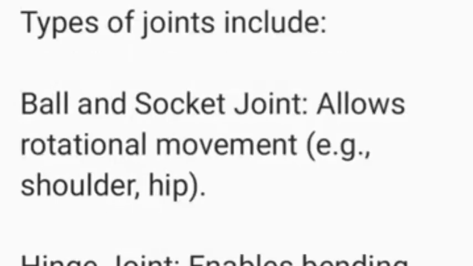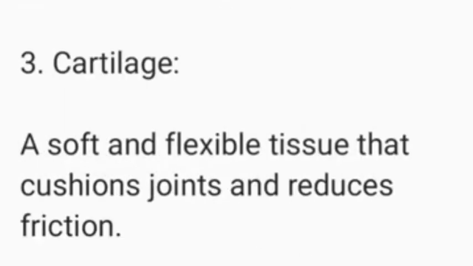2. Joints. Joints are the points where 2 bones meet, allowing movement. Types of joints include ball and socket joint, which allows rotational movement, for example, shoulder, hip. Hinge joint enables bending and straightening, for example, knee, elbow. Pivot joint allows rotation, for example, neck. Fixed joints do not allow movement, for example, skull.